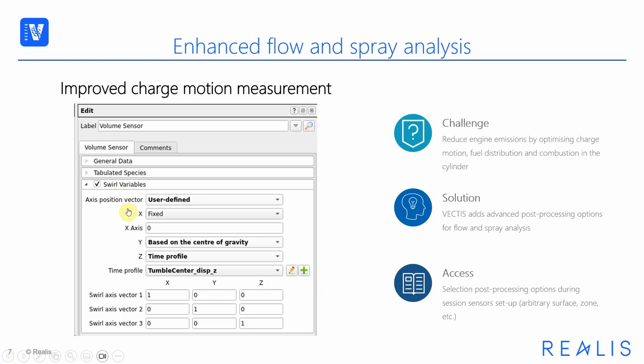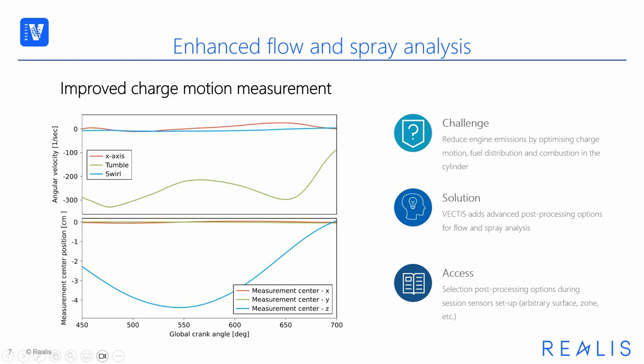Each of its coordinates, X, Y, and Z, can now be specified either through a user-defined value, based on the center of gravity, or using a time profile. This allows for more complex measurements suitable for a wide range of applications. We see here the example of the measurement of the charge motion with the settings shown in the previous image.